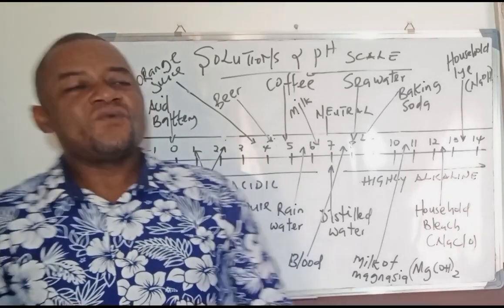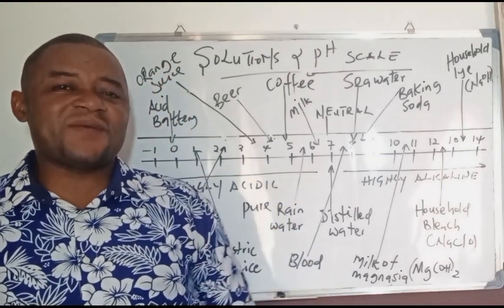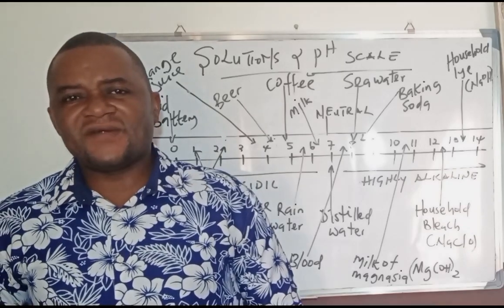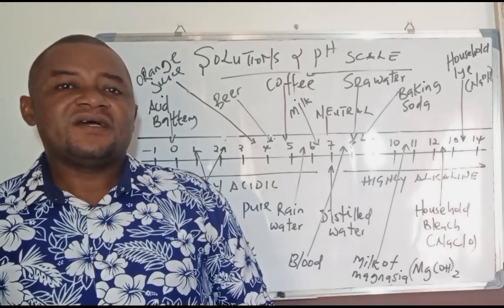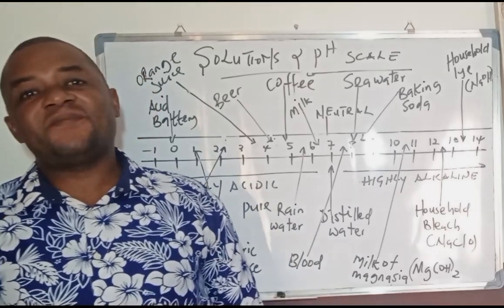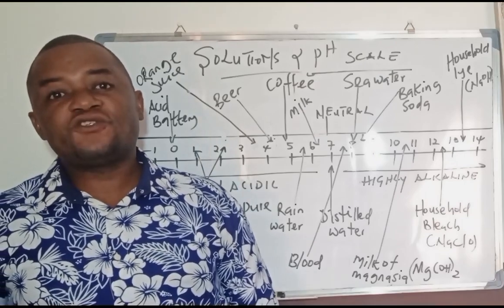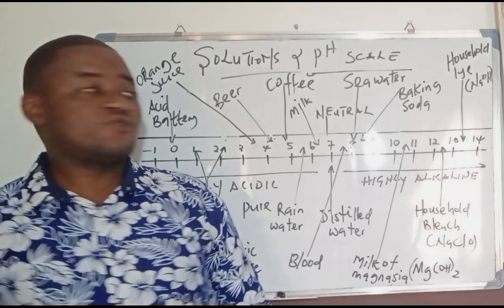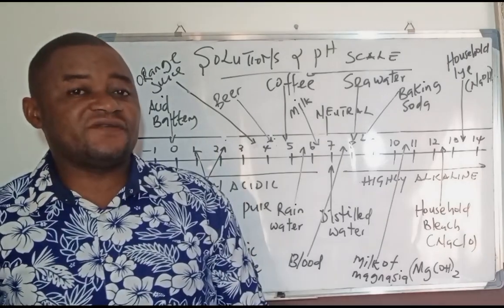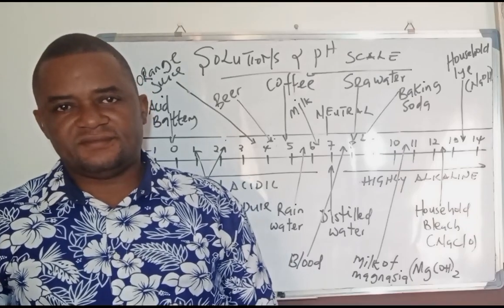Now, what is the pH scale all about? pH simply describes hydrogen ion concentration. That is the definition. It simply discusses the hydrogen ion concentration of a particular solution, of a particular substance. And that is what the pH scale tries to define. In every solution, we try to look at the hydrogen ion concentration.